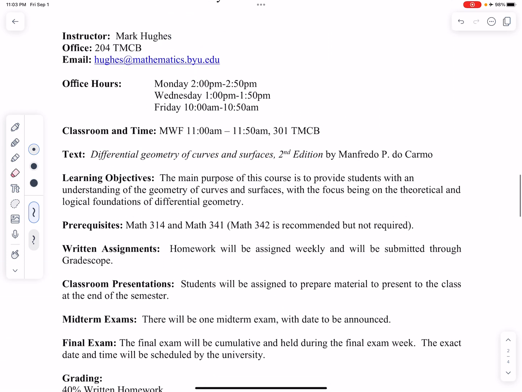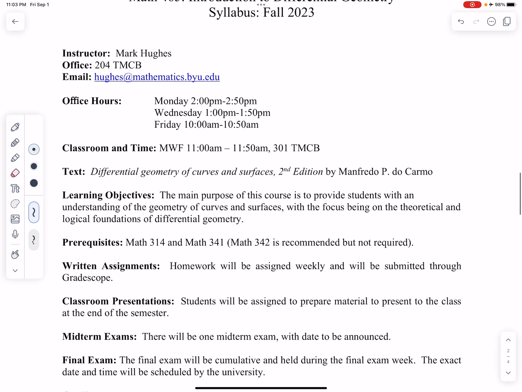In the course, Math 314 and Math 341 are prerequisites. A lot of what we do will be extending what you see in multivariable calculus.